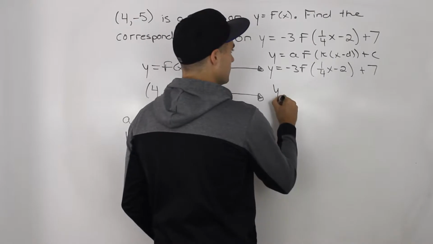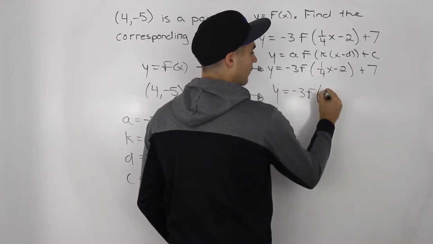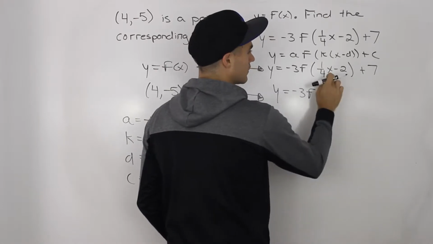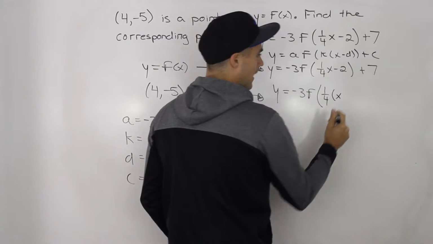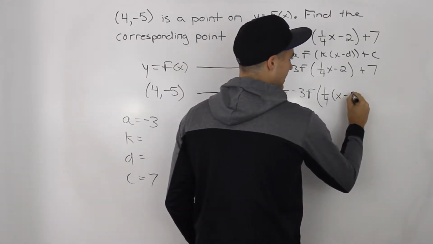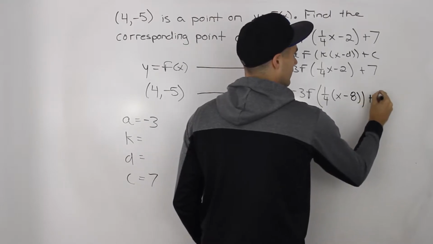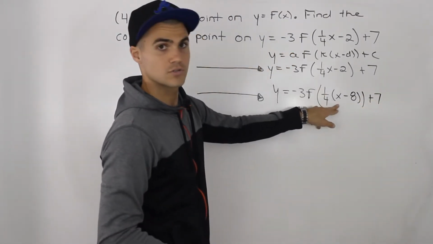So what we have to do is factor out that 1 over 4 from this expression. And what would we be left with in the brackets? Well, we would be left with x minus 8. Okay, because if we factor out 1 over 4 from 1 over 4x, we're just left with x.